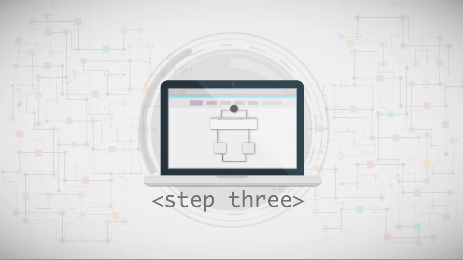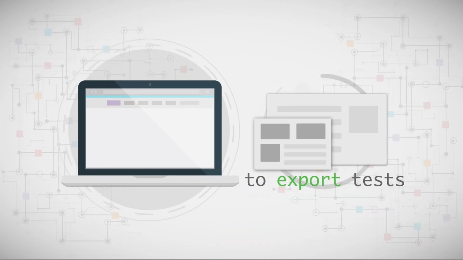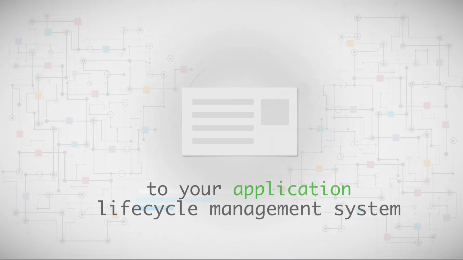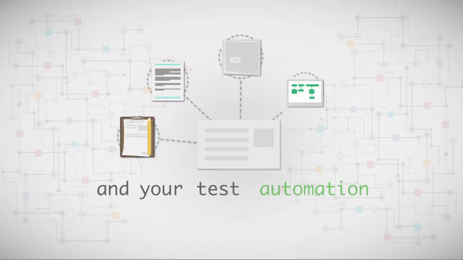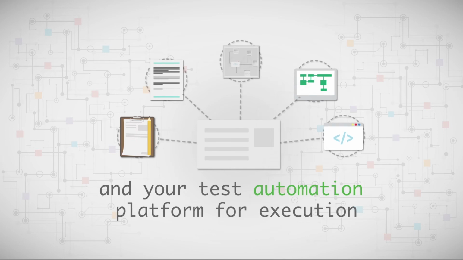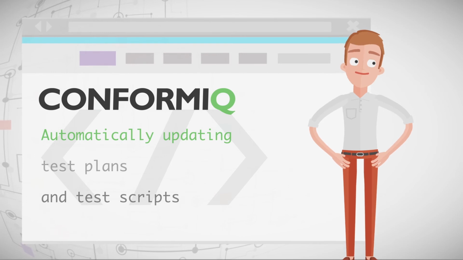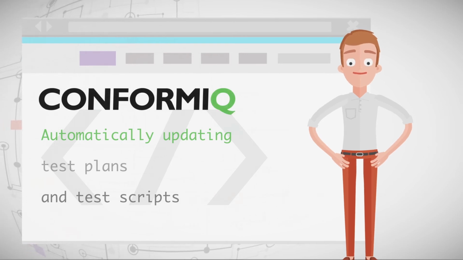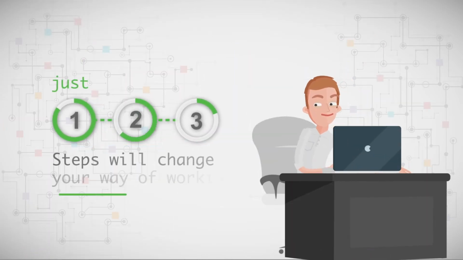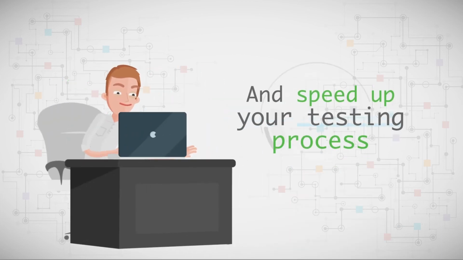Step 3. Simply press a button again to export tests to your application lifecycle management system and your test automation platform for execution. Save time by automatically updating test plans and test scripts. And that's it. Just three steps will change your way of working and speed up your testing process.